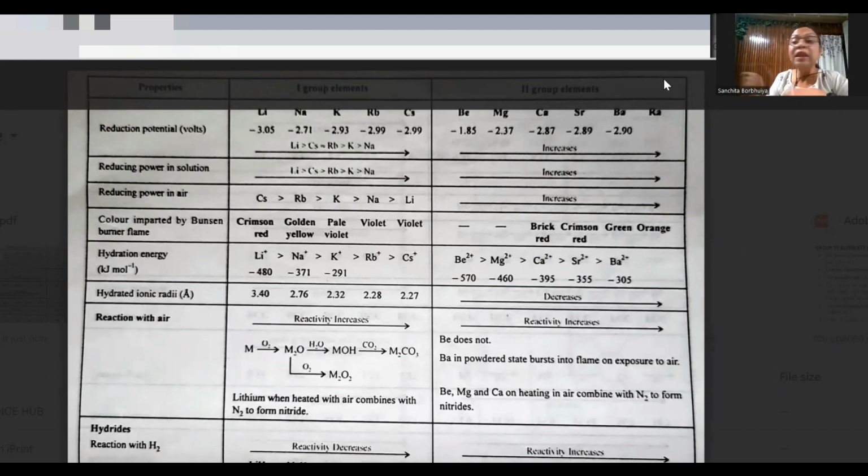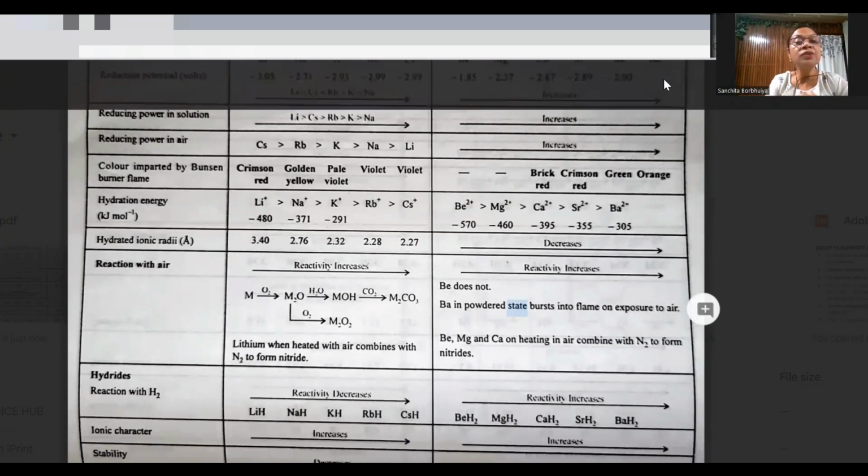The reducing power in air. When we say reducing power in solution, it means aqueous solution, and reducing power in air means non-aqueous solution. So cesium has the highest tendency to get oxidized; reducing power in air is the highest. So cesium, rubidium, potassium, sodium, and lithium. And here also it increases from beryllium to radium.